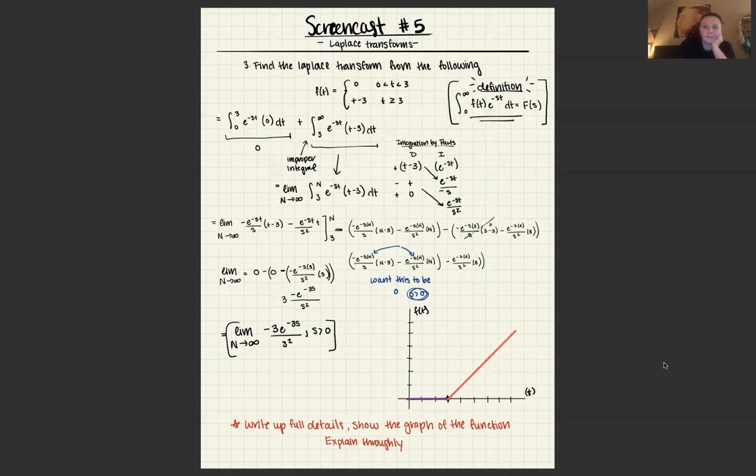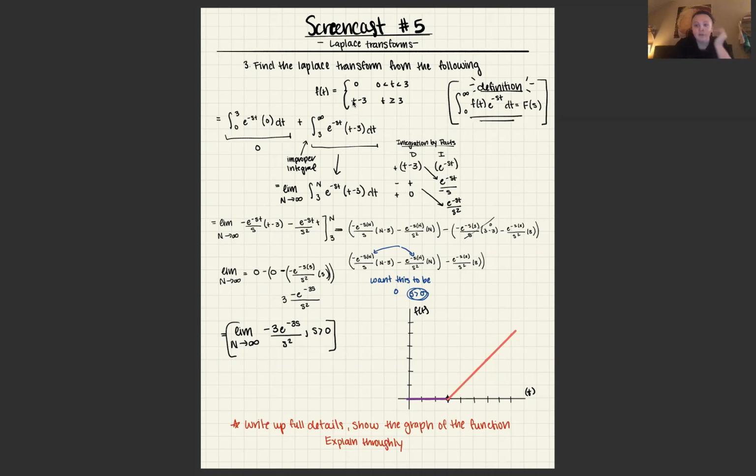Hey, all right, so this is the fifth screencast of my differential equations class, and it is over Laplace transformations. The problem we are solving is: find the Laplace transformation for the following. First, we take note that this is a piecewise function.